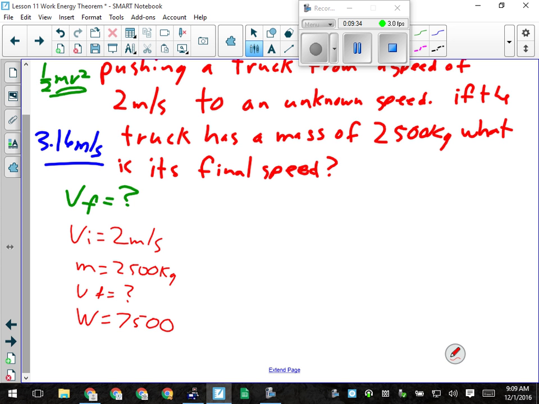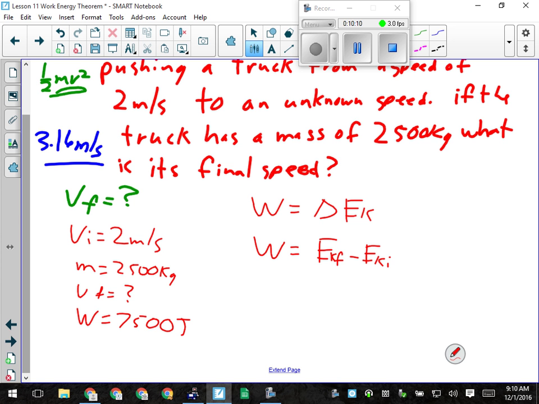Okay, so I've got these numbers here, and we've already said that the work being done is changing the kinetic energy of the truck. Everyone all right with that? Okay, so that means that work equals the final kinetic energy of the truck minus the initial kinetic energy of the truck. Okay. I'm looking for final speed. So what term is that part of? Final kinetic energy. So I'm going to want this term by itself. Agreed?